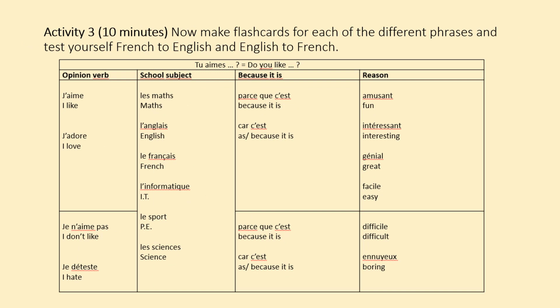Now I would like you to make flashcards for each of the different phrases in the table, and I want you to test yourself first of all French to English, and then when we've learnt all those by heart, English to French. So that should take about 10 minutes. So pause now to do that, make your flashcards and press play to continue.